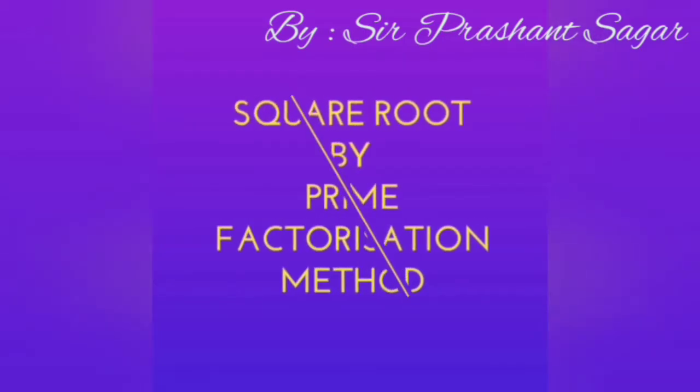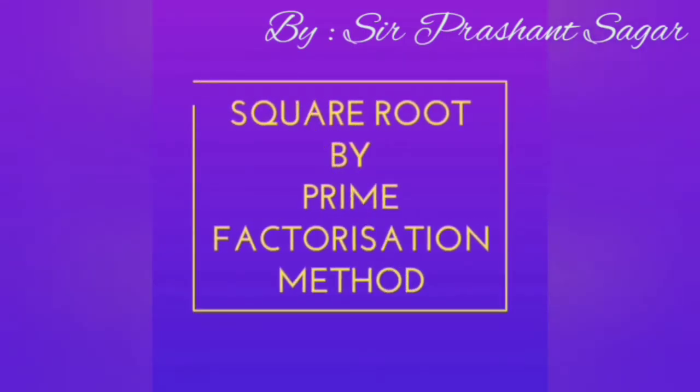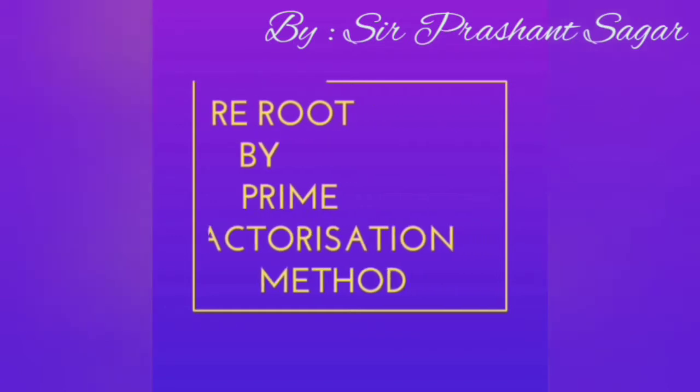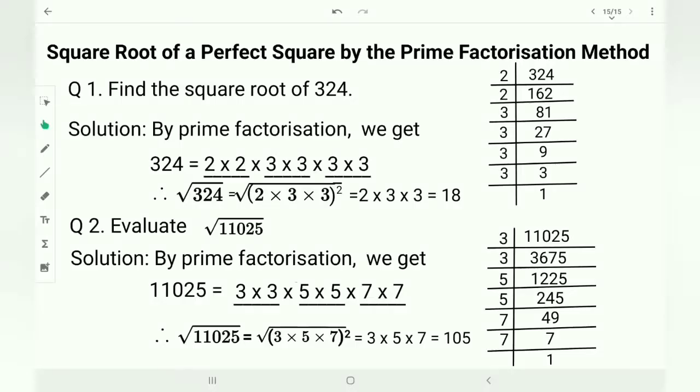Hello students, in this video you will learn how to find a square root of a perfect square by the prime factorization method. Question number 1. Find the square root of 324.